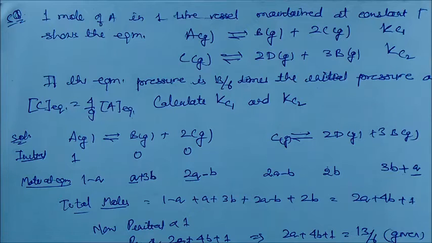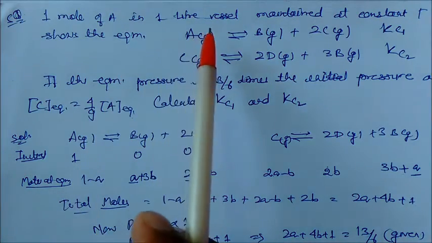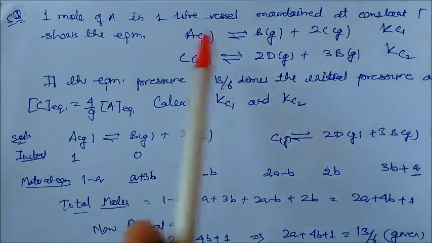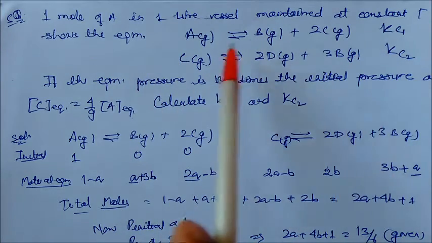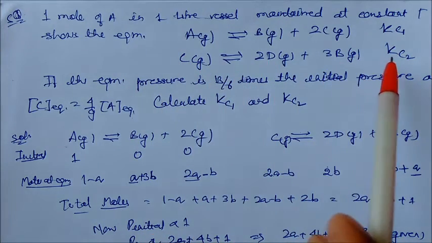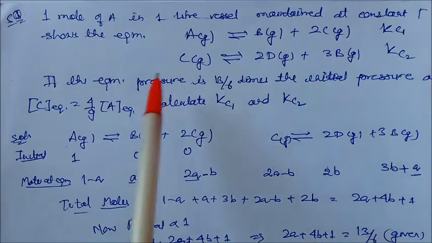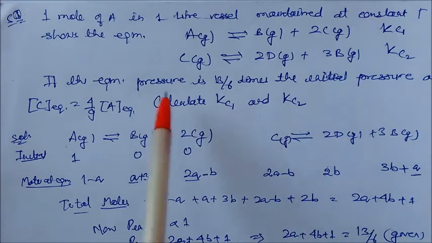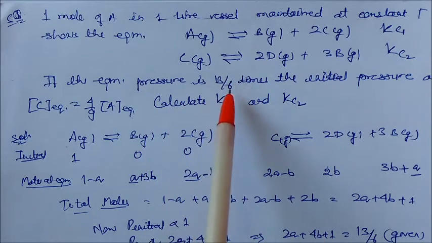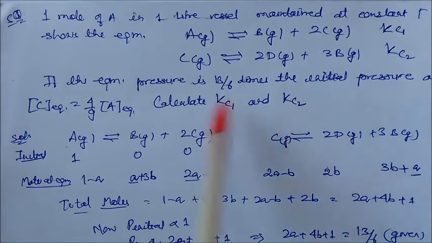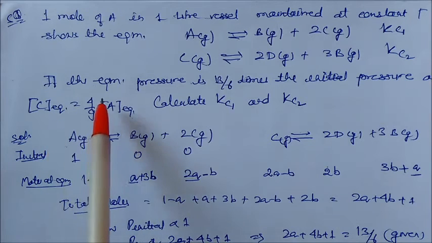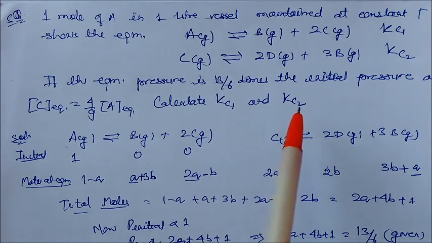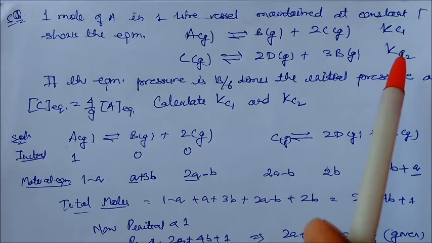Let's see some solved numericals based on simultaneous equilibrium. 1 mole of A is in a 1 liter vessel maintained at constant temperature, and shows the equilibrium. This is our reaction with Kc1, and C is converted into 2D plus 3B, this is our Kc2. If the equilibrium pressure is 13 by 6 times the initial pressure, and the concentration of C at equilibrium is 4 by 9 of A, this is the second condition. Calculate Kc1 and Kc2.